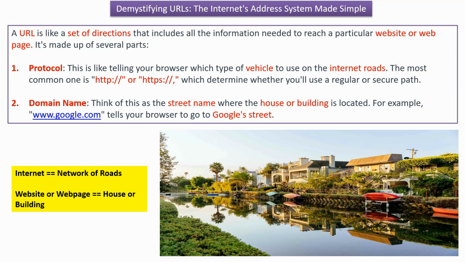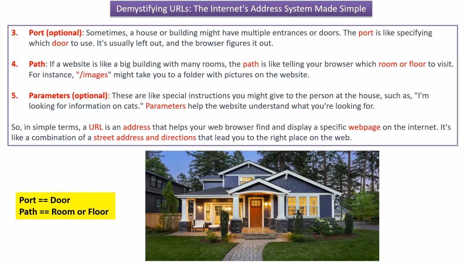The second one is domain name. We can think of domain name as the street name where the house or building is located. For example, www.google.com, which tells your browser to go to the Google street. Third one is port. Sometimes a house or building might have multiple entrances or doors. The port is like specifying which door to use.